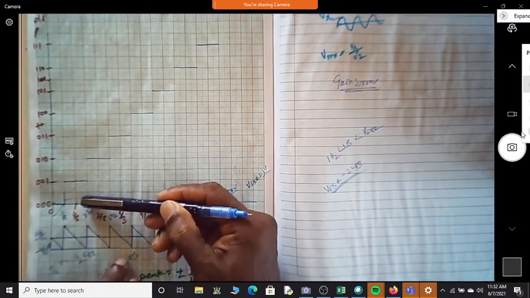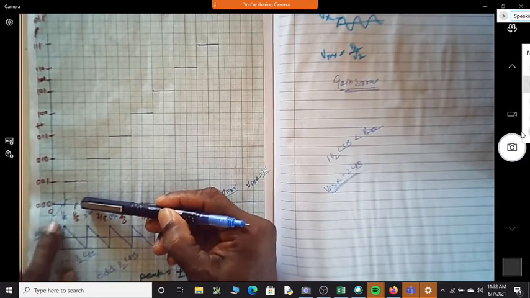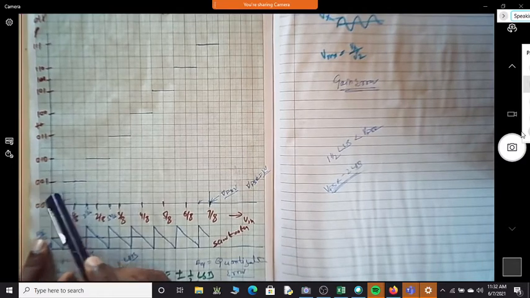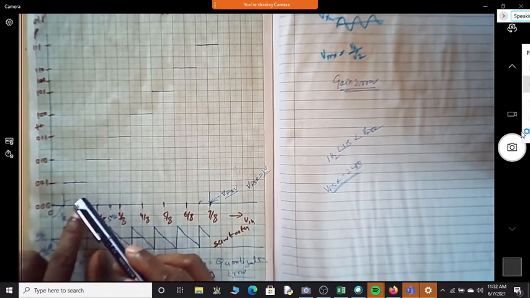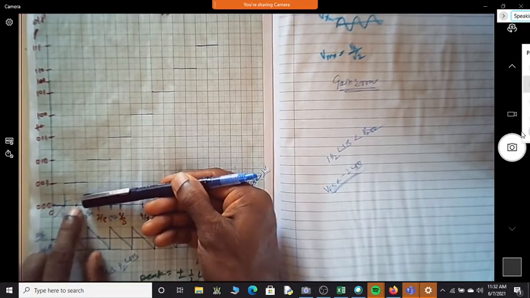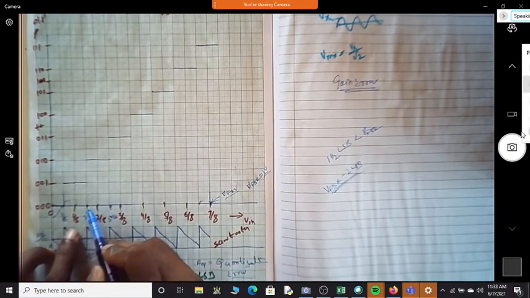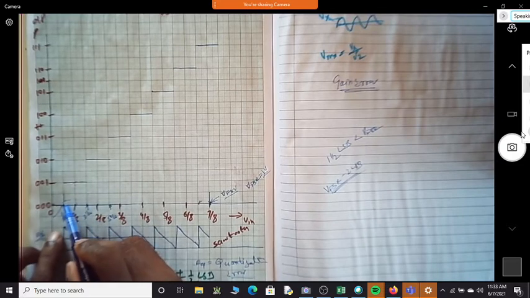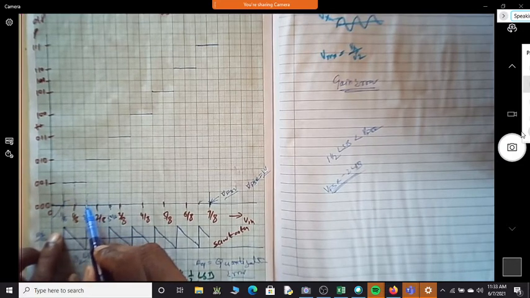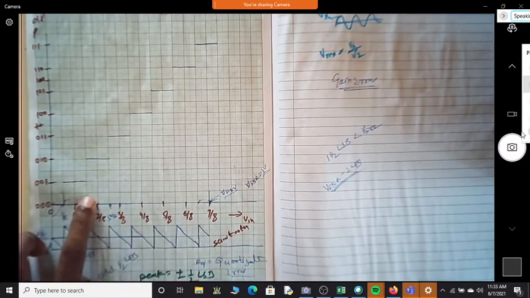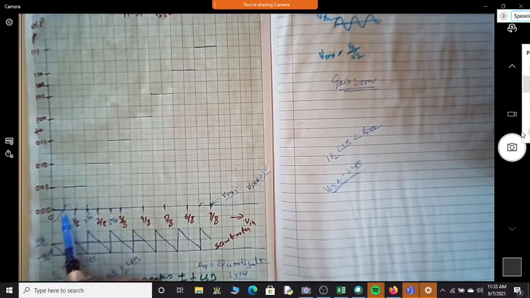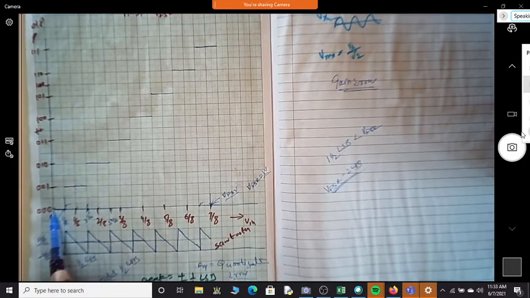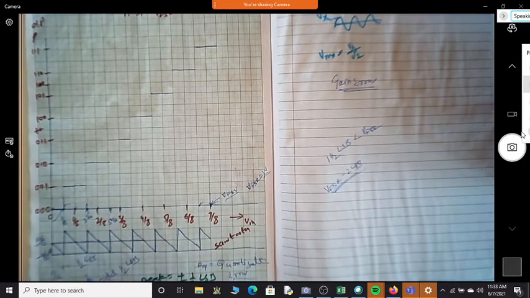I'm just pointing here, plus one LSB. This is the expected transition. If the transition happens here, then I'll say there is an offset error of half LSB. If it is here, it is one LSB. This is the expected point, and if the first transition happens here, then I'll say there is a one LSB offset error. If it happens here, it is half LSB. If it happens here, minus half LSB. That's what is offset error.